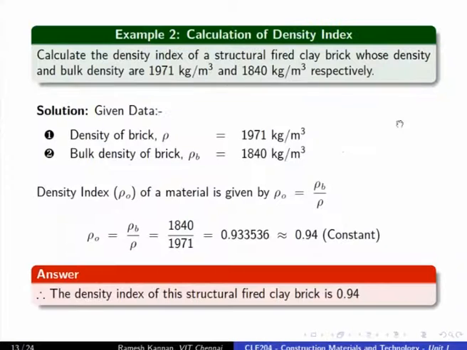Let's do a problem. Calculate the density index of structural fire clay bricks whose density and bulk densities are given as 1971 kg per meter cube and 1840 kg per meter cube respectively. Rho was given, and rho B is also given. Density index is nothing but the division of rho B over rho, which is bulk density divided by the density, which is 0.93353, approximately 0.94, which is a constant. Hence the density index of the structural fire clay brick is 0.94, and it is less than 1. And this concludes the problem.